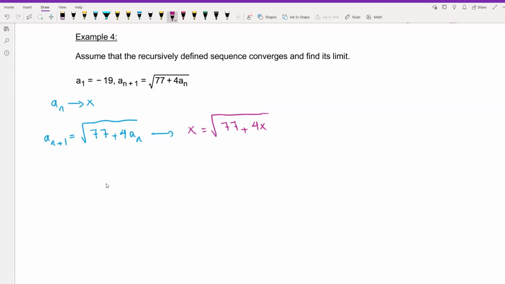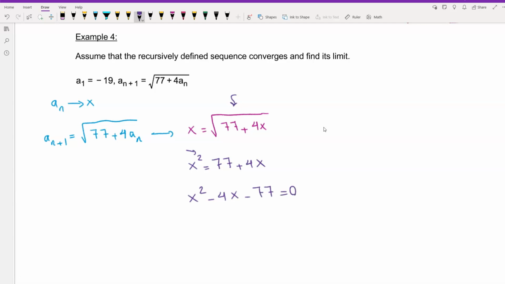So what we did on this part, the formula for a sub n plus 1 will approach the formula for x as n approaches infinity. And then next step, we have to solve for x. Here we have a square root, so we have to eliminate that by using the second power on both sides. So we have x squared equal to 77 plus 4 times x. So here we have x squared minus 4x minus 77 is equal to 0.